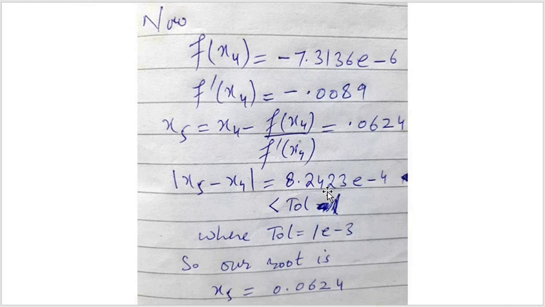So since this is less than the tolerance, and what was the tolerance? 10 raised to the power minus 3. And here we have 10 raised to the power minus 4. So students, in this way, it means you have achieved the goal and now your root is x5 is equal to 0.0624.